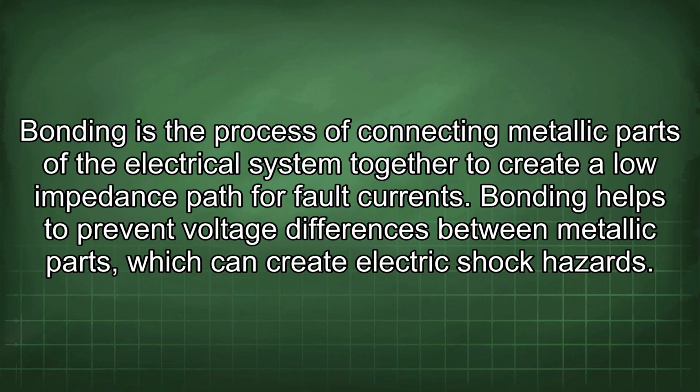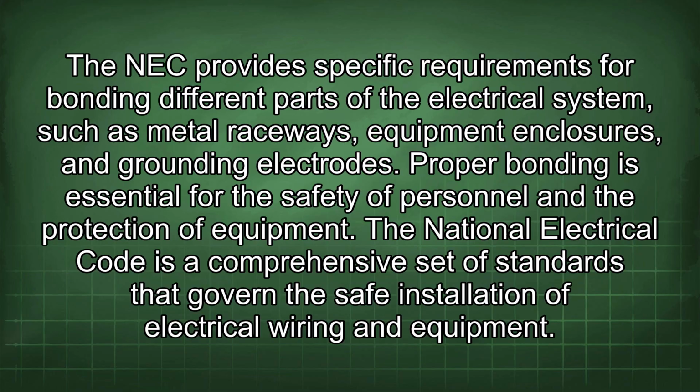Bonding is the process of connecting metallic parts of the electrical system together to create a low impedance path for fault currents. Bonding helps to prevent voltage differences between metallic parts, which can create electric shock hazards. The NEC provides specific requirements for bonding different parts of the electrical system, such as metal raceways, equipment enclosures, and grounding electrodes. Proper bonding is essential for the safety of personnel and the protection of equipment.